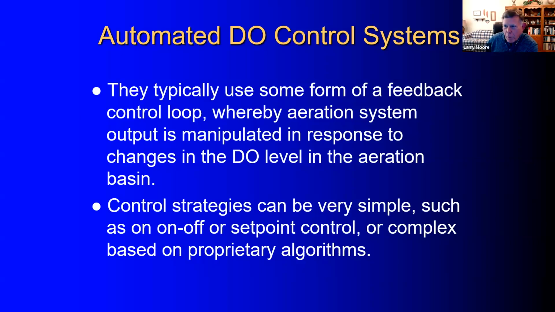Now, again, if it's a small plant, 1 or 2 MGD, we want to keep it simple. Maybe 1 DO probe per basin, and we may want to use on-off control of the aerators, or if we have VFDs on the aerators, we can control the speed of the aerator. So we can do that with a simple system. If it's a large treatment plant greater than 10 MGD, then more than likely we'll have a complex DO control system that may involve proprietary algorithms. But again, I mainly focus on the smaller plants.